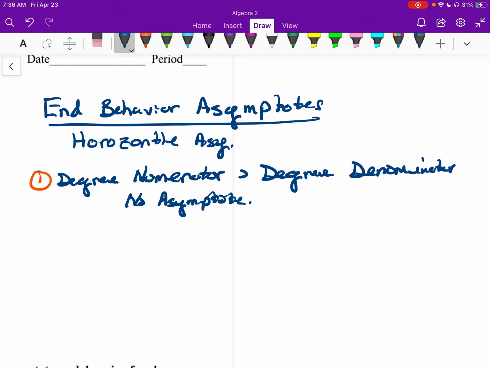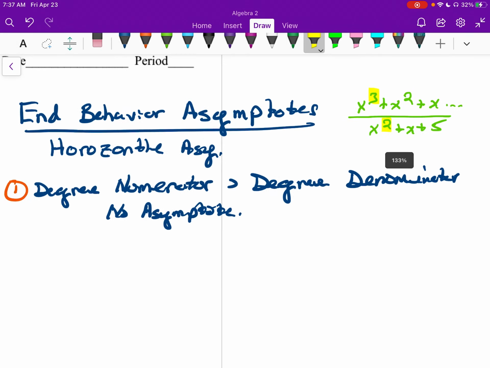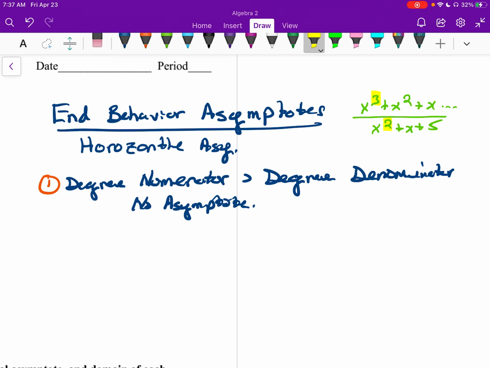So what would that mean? Degree, if we remember, talks about the exponent, the biggest exponent of a polynomial. So if we had something like, here's our fraction, we've got like x cubed plus x squared plus x, blah, blah, blah. Whereas the bottom one maybe is x squared plus x plus 5 or something like that. The top's degree is 3, the bottom's degree is 2, right? We only care about the highest exponent. In this one here, the degree of the numerator is 3, the degree of the denominator is 2. 3 is bigger than 2, so we have no asymptote.